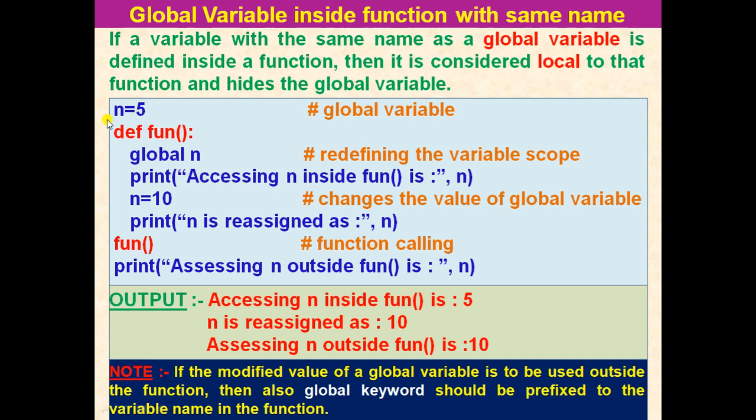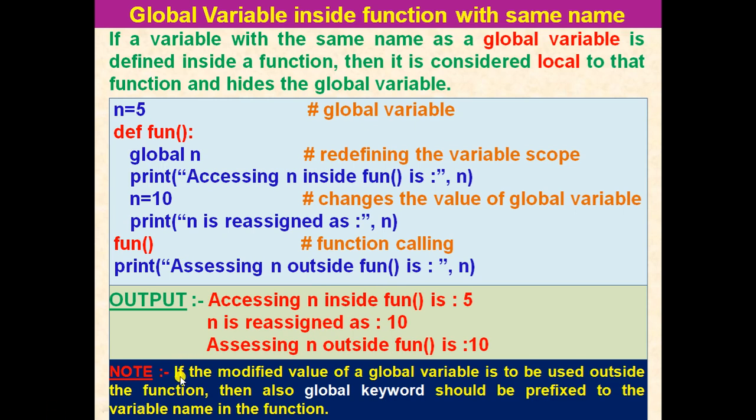Here initially the value of n is 5. After defining it as global inside a function, its value remains 5, but when we reassign a new value to n, the value of n changes. And now the value of n is 10. We can see it in the output. And after the execution of that function fun, we can also access n outside the function. Then n is a global variable which is modified inside a function and behaves like a global outside the function also. It means the same variable acts as local as well as global.